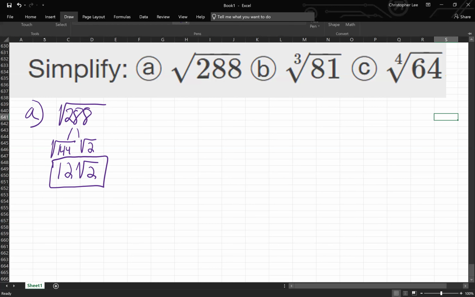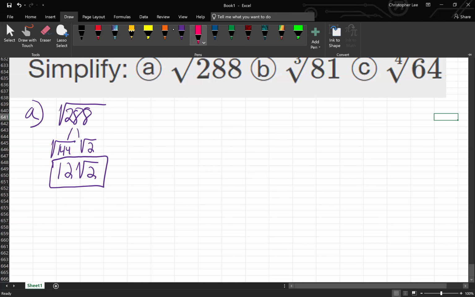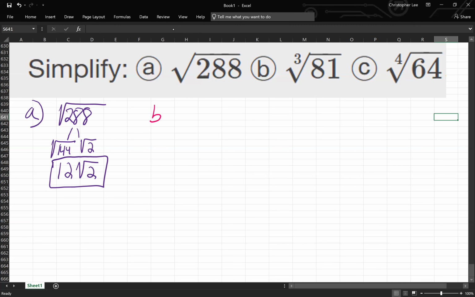Not so bad. However, let's look at B. B is a little bit harder, right? I want to know what the cube root of 81 is, but I have to find that perfect cube. I don't know what that is, right? So I'm going to start off with 81. Just break it down to the basic prime factors. 9 times 9. And then break this down. This is 3, 3, 3, and 3. So I have 3 to the 1, 2, 3, 4 power.